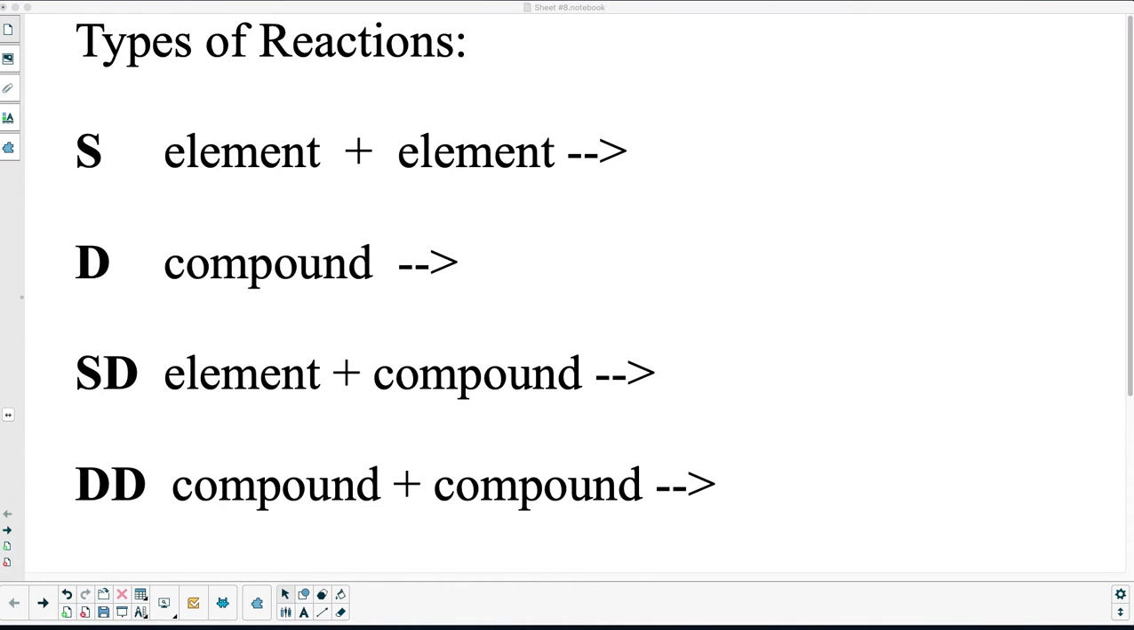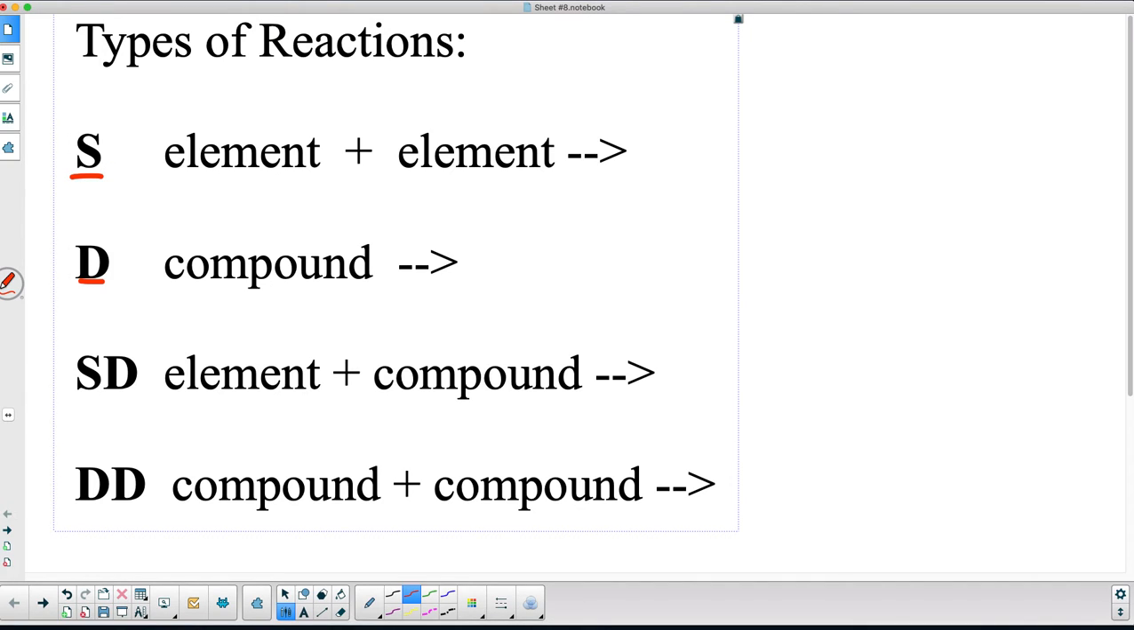Hey, good morning, guys. So this is sheet number 8, how to do sheet number 8. If you don't have these notes on synthesis, decomposition, single displacement, and double displacement, then get these in your notes right now.